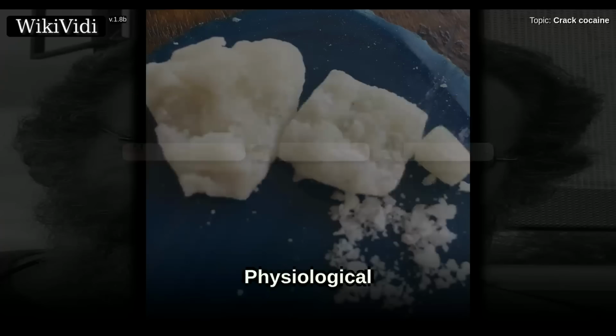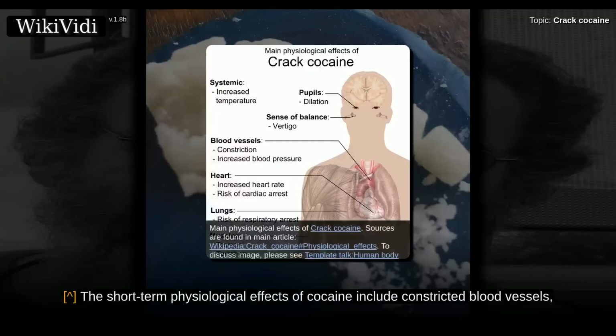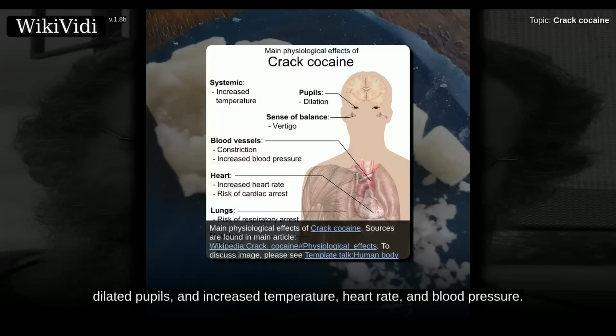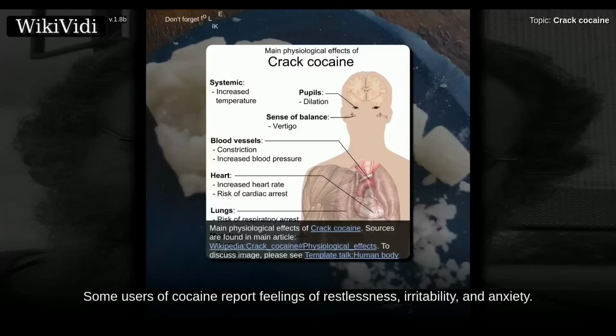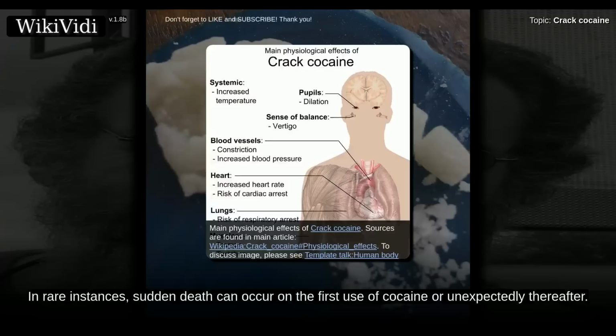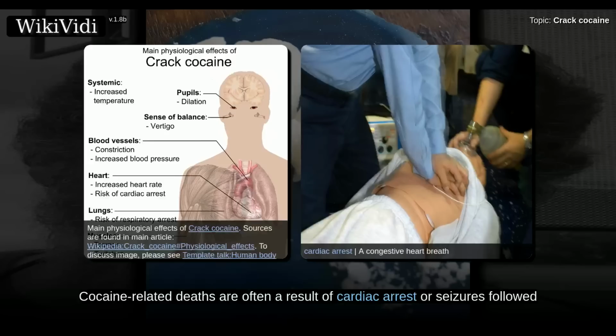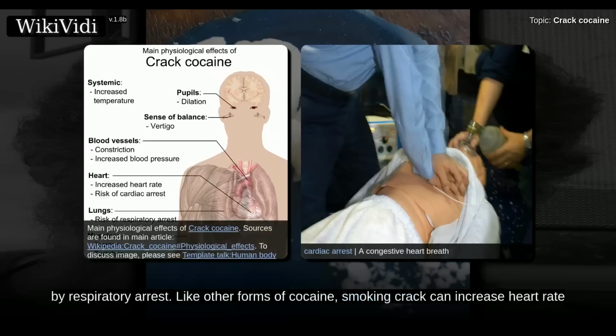Physiological. The short-term physiological effects of cocaine include constricted blood vessels, dilated pupils, and increased temperature, heart rate, and blood pressure. Some users of cocaine report feelings of restlessness, irritability, and anxiety. In rare instances, sudden death can occur on the first use of cocaine or unexpectedly thereafter. Cocaine-related deaths are often a result of cardiac arrest or seizures followed by respiratory arrest.